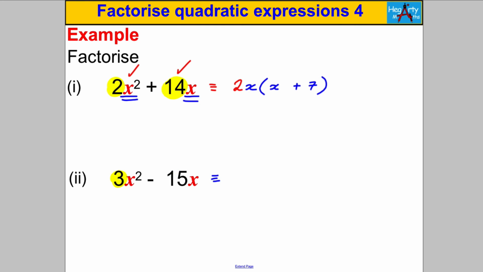And similarly here, I'd look at the numbers first. I'd look at, is there a common factor of 3 and 15? Indeed there is. I can take out a factor of 3. Then I'd look at x squared and x and say, well, there's a common factor of x there. What goes here? So if I multiply it by 3x, I get 3x squared. Must be an x. What goes here? So I multiply it by 3x to get negative 15x. Must be a negative 5.